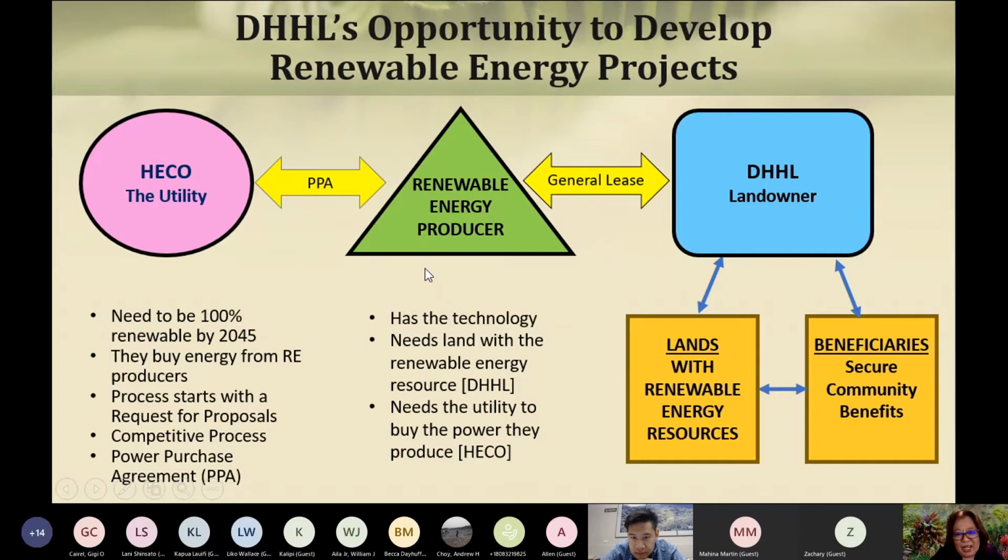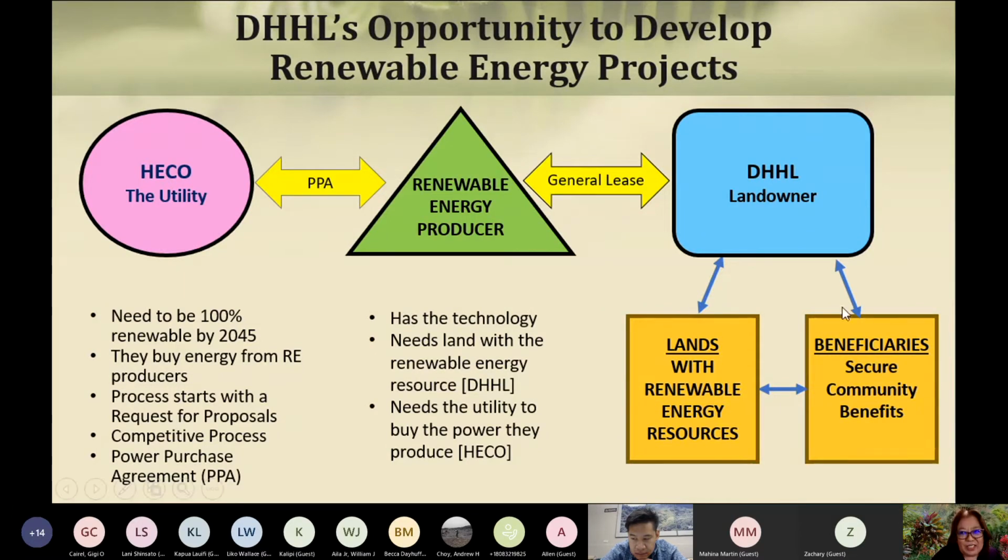Now, what they have is they have the technology. They know how to produce renewable energy. What they need is land. They need a location to do it. They need a location that has the renewable energy resource. And of course, they need an agreement that somebody's going to buy it. So that's a power purchase agreement, right? So that's what they're looking for. They're looking for land where they can do it. They're looking for an agreement with the utility that they're going to have a customer to buy their energy.